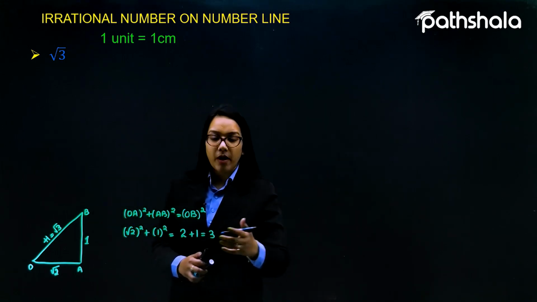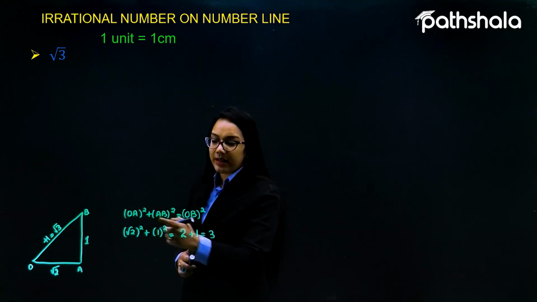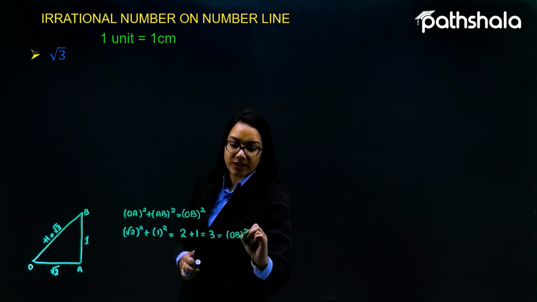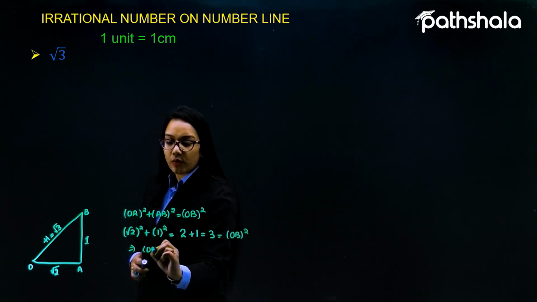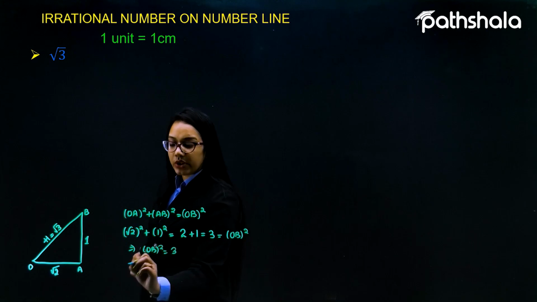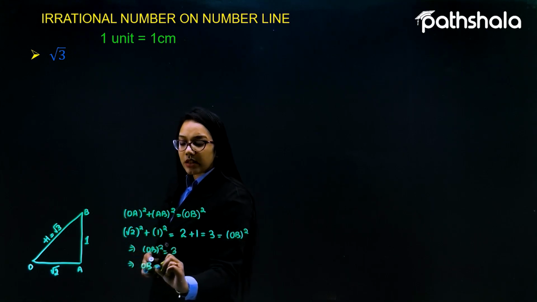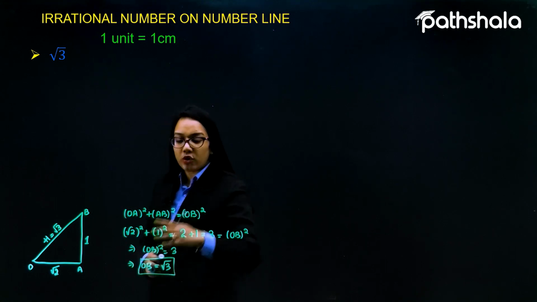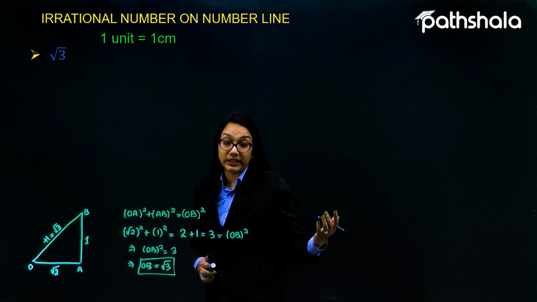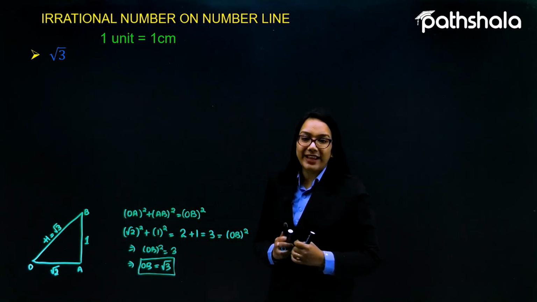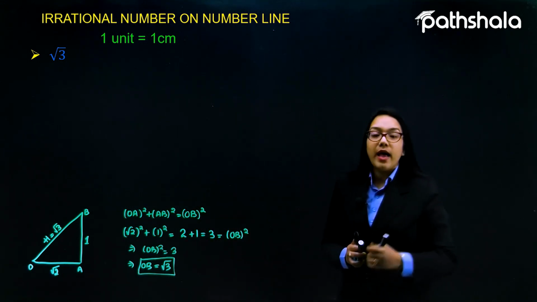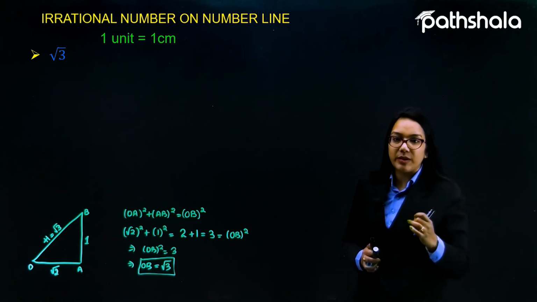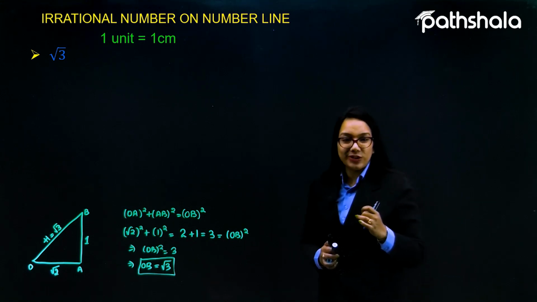So OA square plus AB square is coming out to be 3. Their sum is equal to OB square, so it implies that OB whole square is equal to 3. It means OB is equal to root 3, because when the square goes to the other side, it becomes root 3. Hence we have to take the base as root 2 and the perpendicular AB as 1 unit.